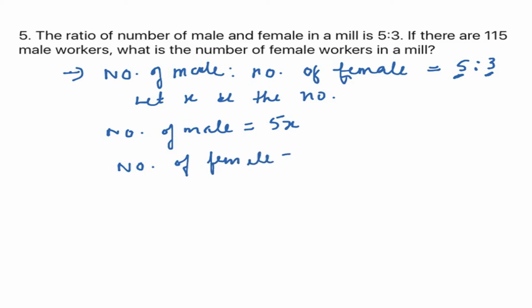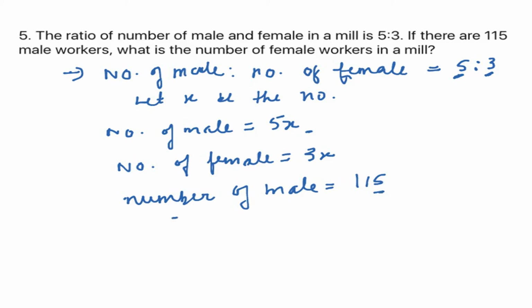Now in the question they have given the total number of male is how much? 115. So now we can compare these two numbers, means number of male, how much they have given? Number of male is equal to 115. They have given in the question. Now we can compare these two numbers 5x and 115 as they both represent the number of male. So 5x will be 115. From here we can find the value of x.